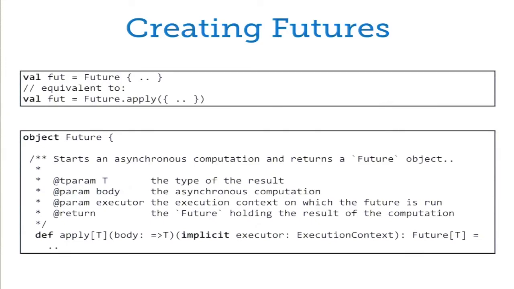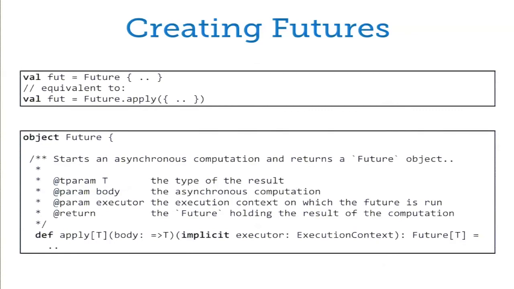Of course, this wouldn't make sense if we evaluated this block of code beforehand, because the whole point of futures is that we asynchronously execute this, right? So that's why this is a by-name parameter, okay? But this can be any expression or block that computes a value of type T, right? Okay, so far so good.